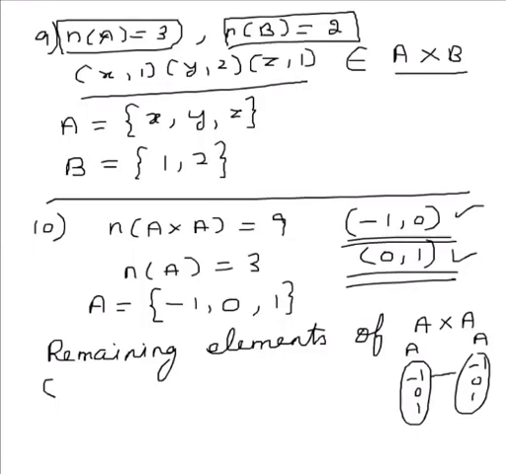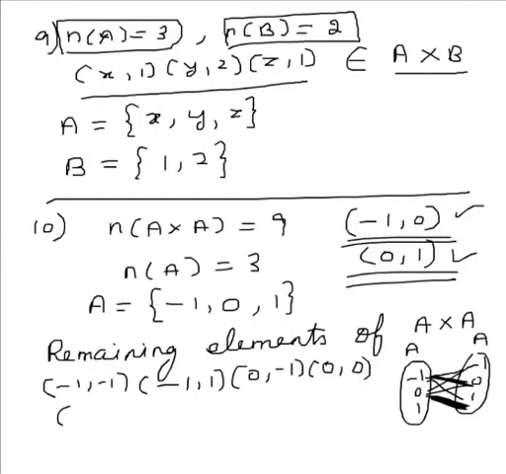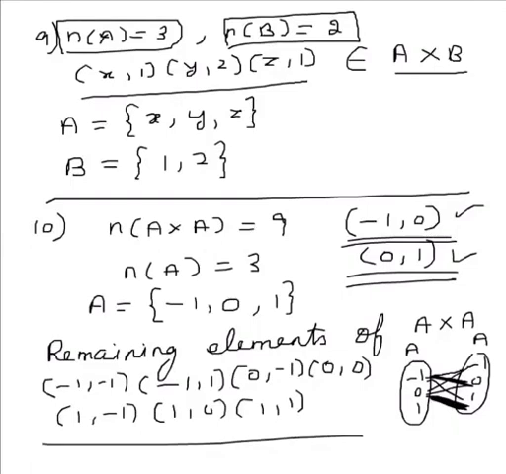Let us write the remaining elements, (-1, -1). And then (-1, 0) is given already. Then the third element, (-1, 1). Then with 0: (0, -1), (0, 0), and (0, 1) is given already. Then with 1: (1, -1), (1, 0) and (1, 1). So the remaining elements of A cross A, totally 9 elements should be there. 2 elements are given. Remaining 7 elements we have written. This is the answer.